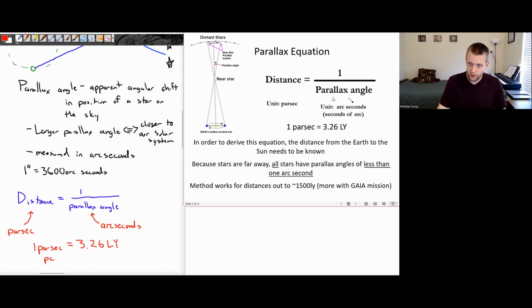Again, if the parallax angle is larger, if I do 1 divided by a larger number, that distance is going to be smaller. The larger the parallax angle, the closer this thing is to our solar system, the smaller the distance.